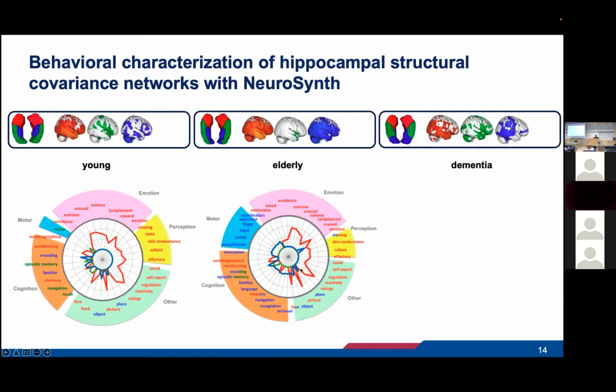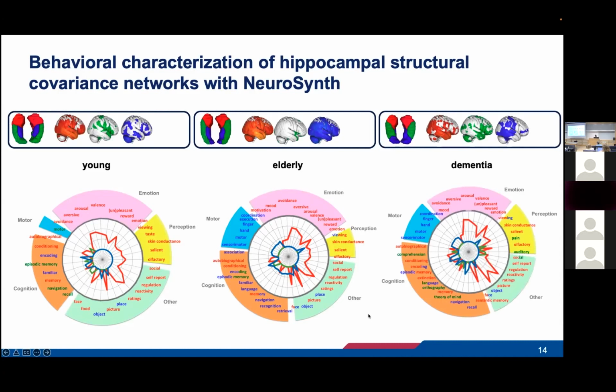What was interesting is that in the elderly, we suddenly have this blue cluster association with motor related behavior, but also with language, episodic memory, etc. In dementia, however, we had the impression that the green cluster and also its associated network was suddenly related to higher functions such as comprehension, language, photography, theory of mind.